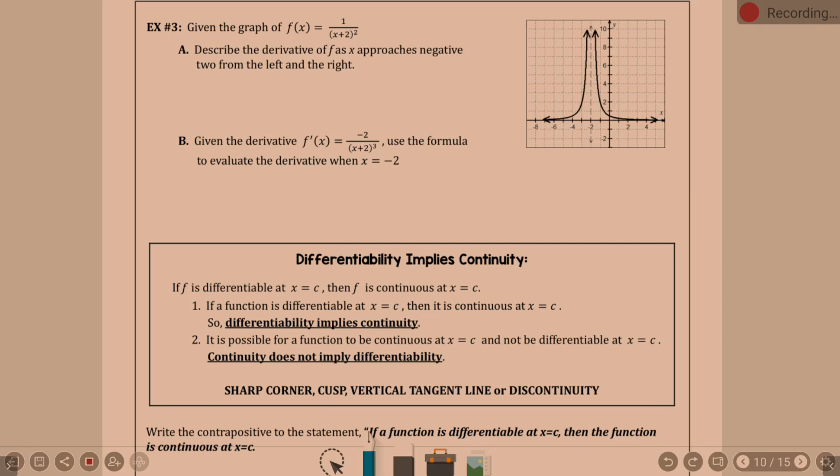Example 3. Given the graph f of x equals 1 over (x plus 2) squared. First of all, describe the derivative of f as x approaches negative 2 from the left and the right. Both going towards the limits are going towards infinity. So the derivatives, but what's the derivative doing? Infinity and then 0.